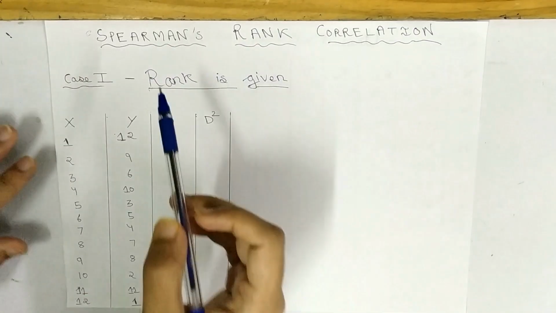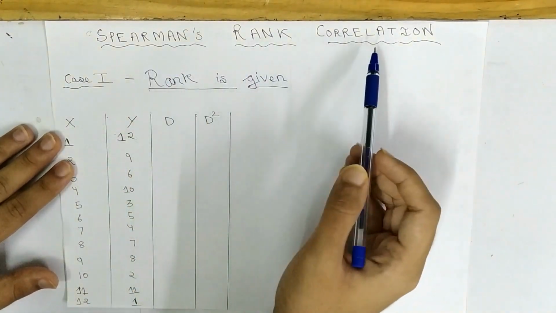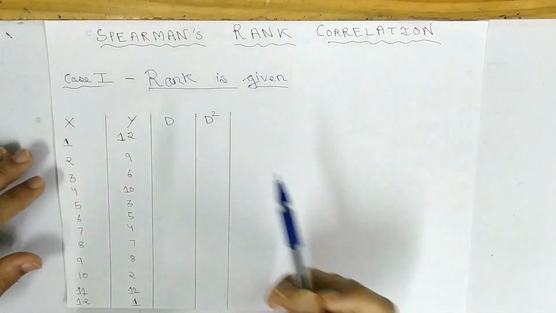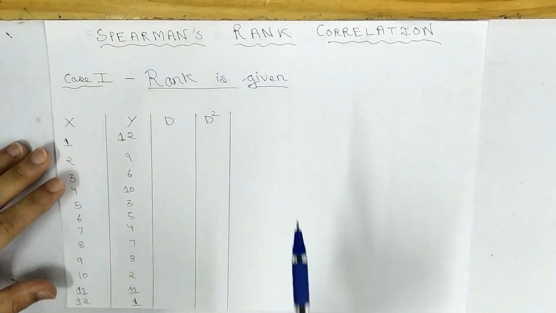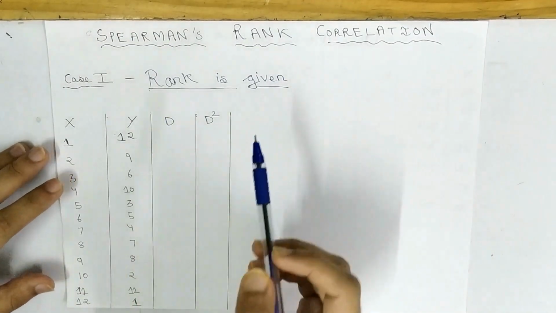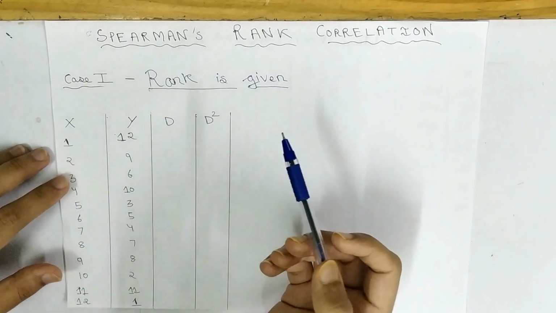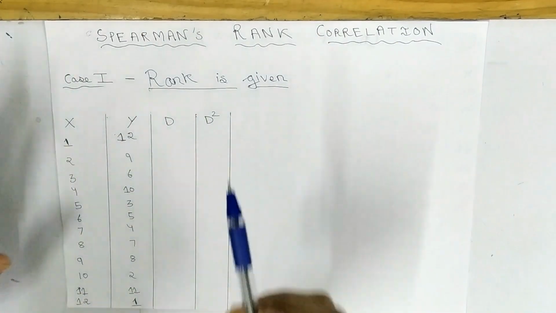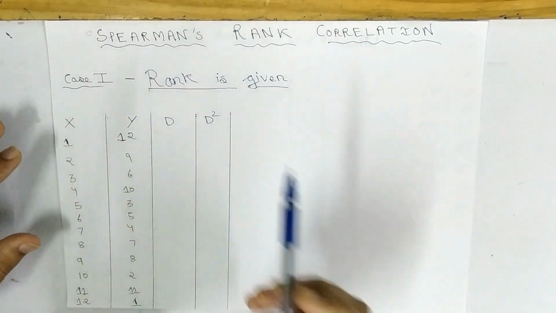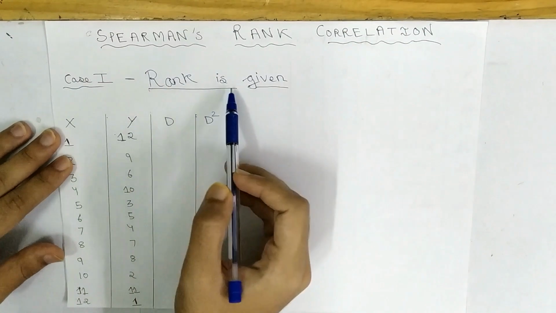Let's start. Today we talk about Spearman rank correlation. In this we find the rank. There are three cases: Case 1 when rank is given, case 2 when rank is not given, and case 3 when numbers are repeated. First of all, we talk about case 1 when rank is given.